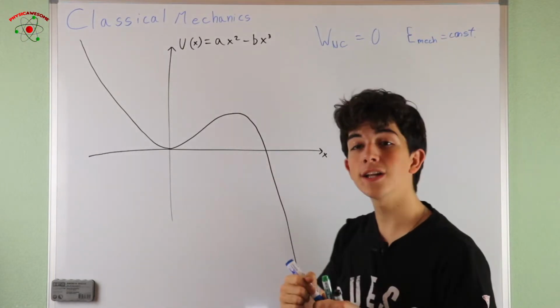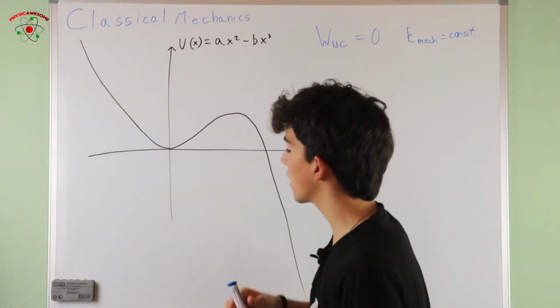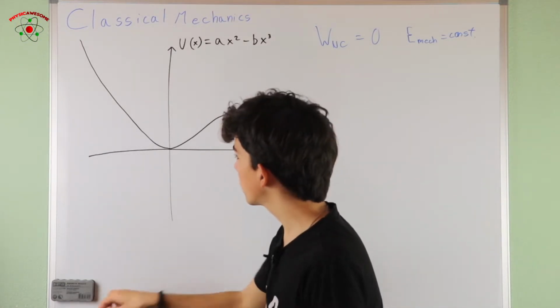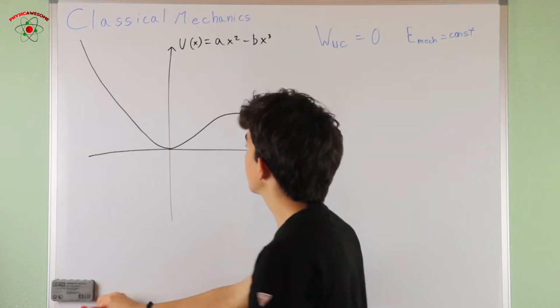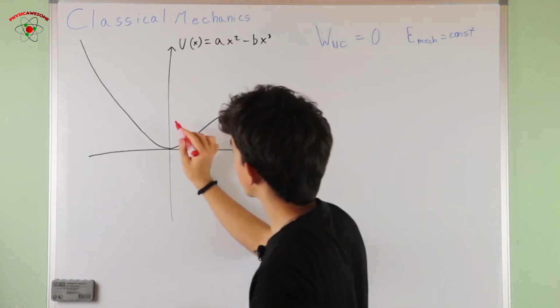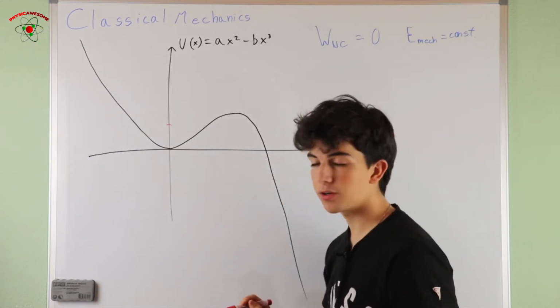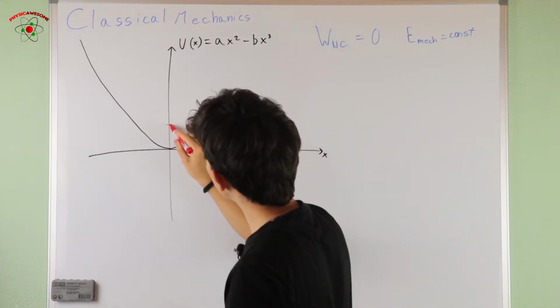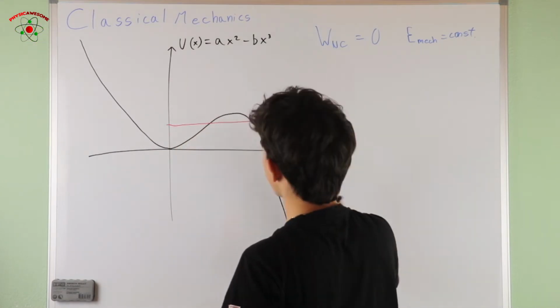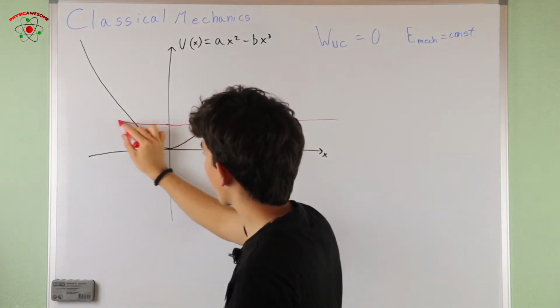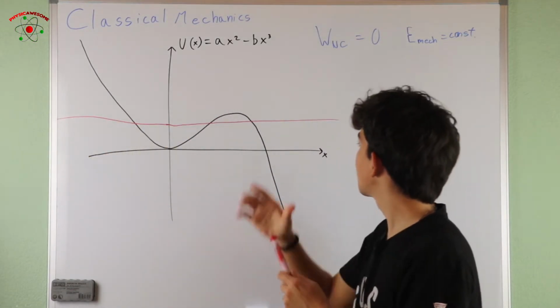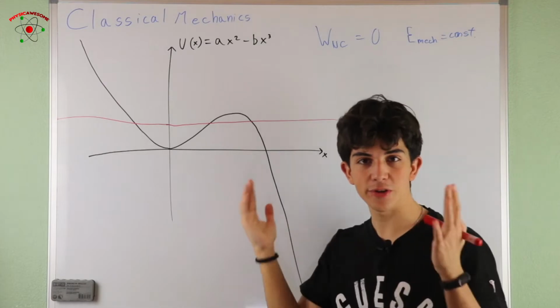So we can draw that value in this diagram. Let's say, for example, that our value is over here. This is the value of the mechanical energy, and we're going to draw it as a line because it's the same for all x. It's not a perfect line, but you get the idea.